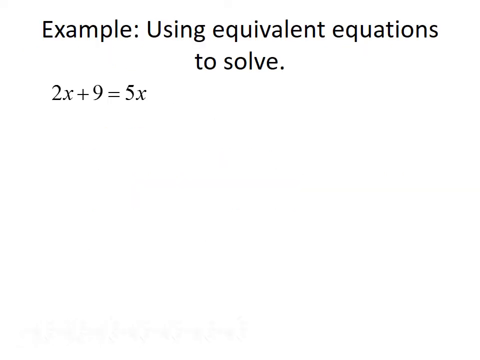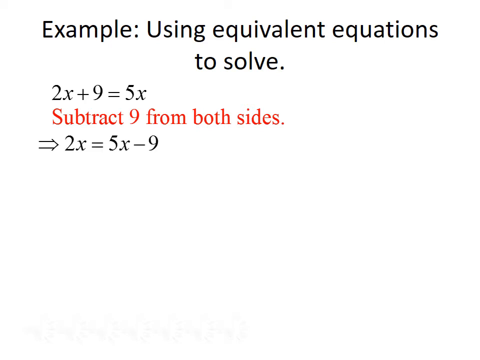So let's do an example where we're going to use equivalent equations to solve an equation. For this example, we want to solve 2x plus 9 is equal to 5x. We'll start by subtracting 9 from both sides of the equation. This gives us 2x is equal to 5x minus 9.